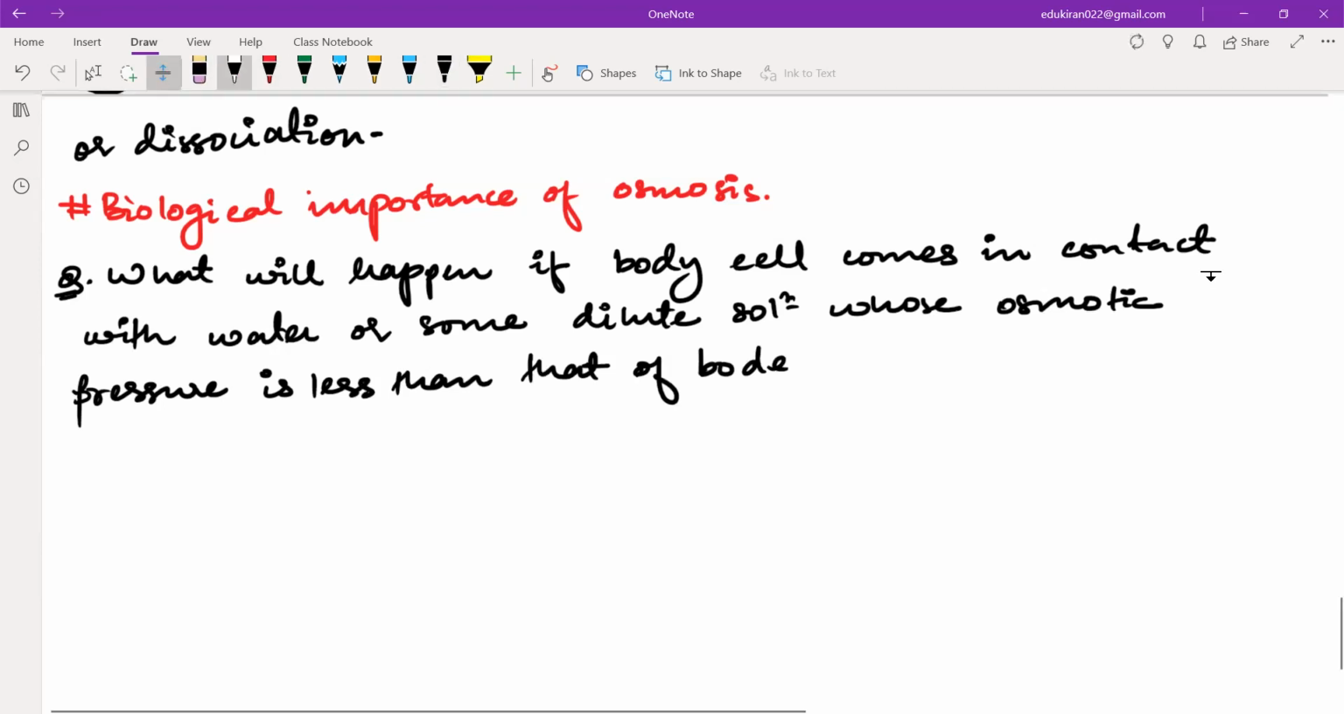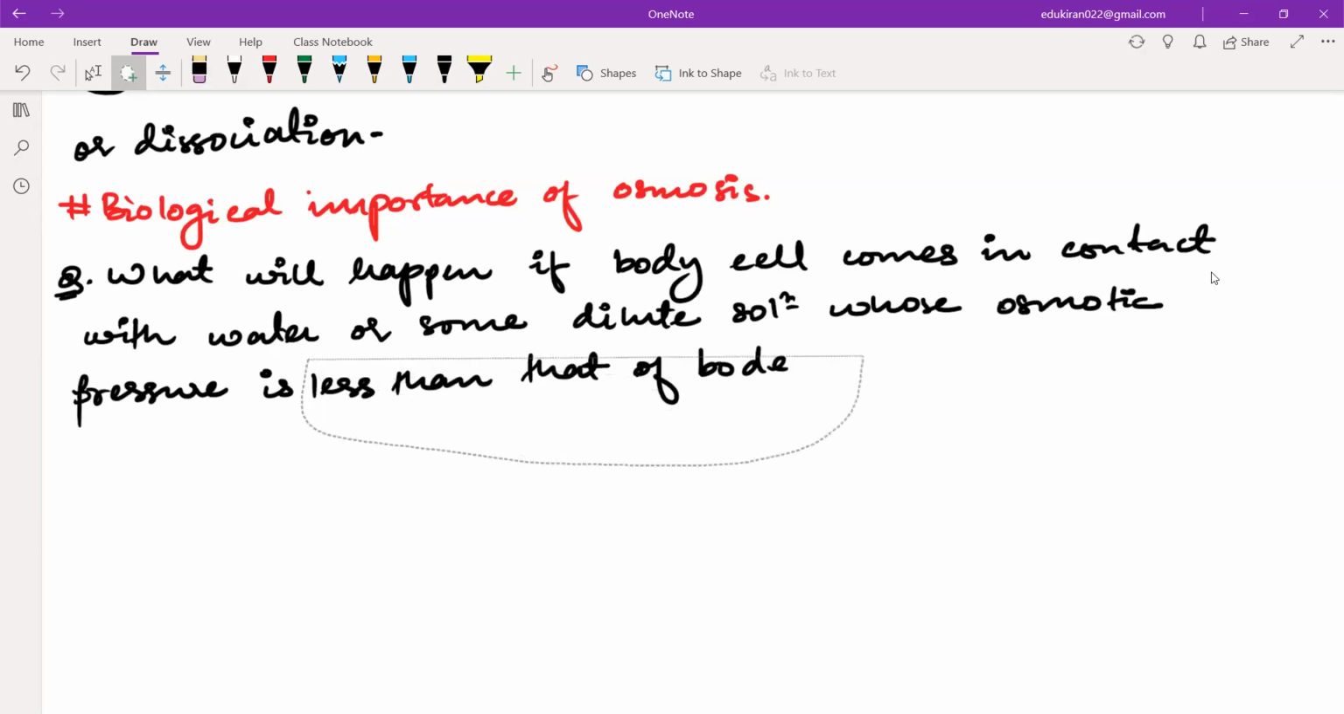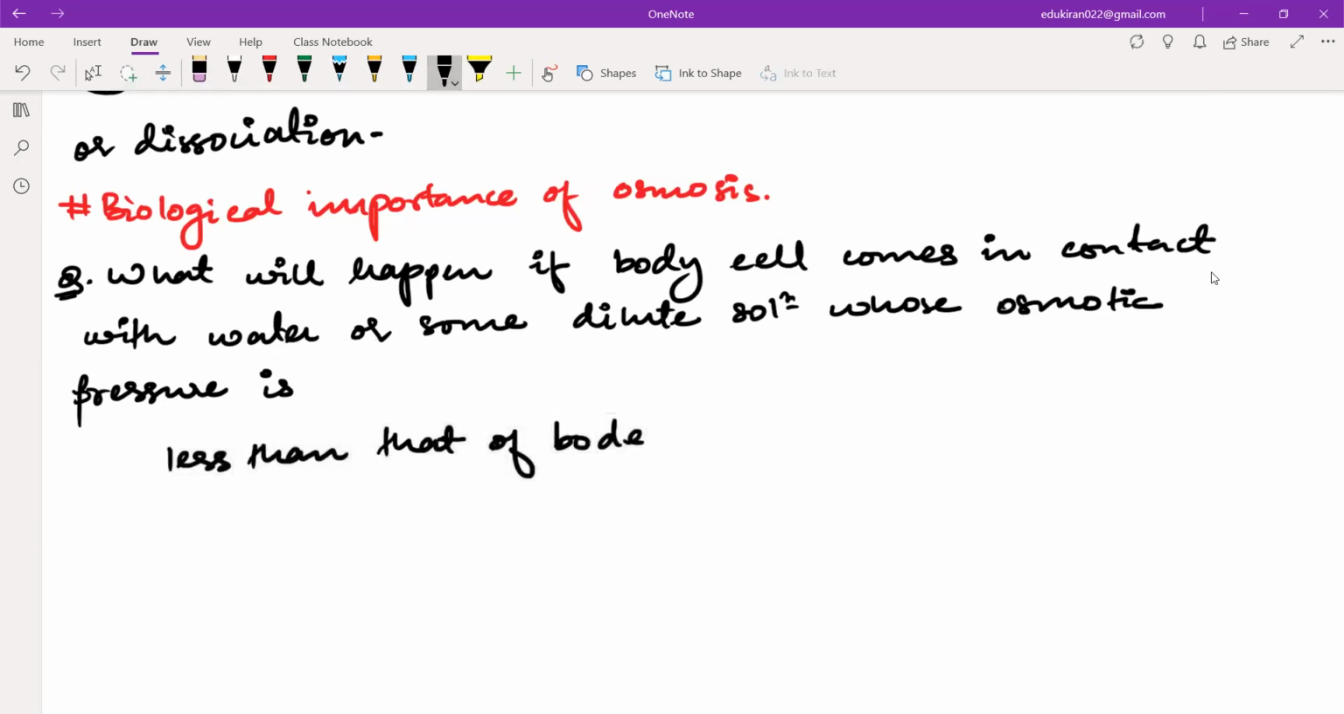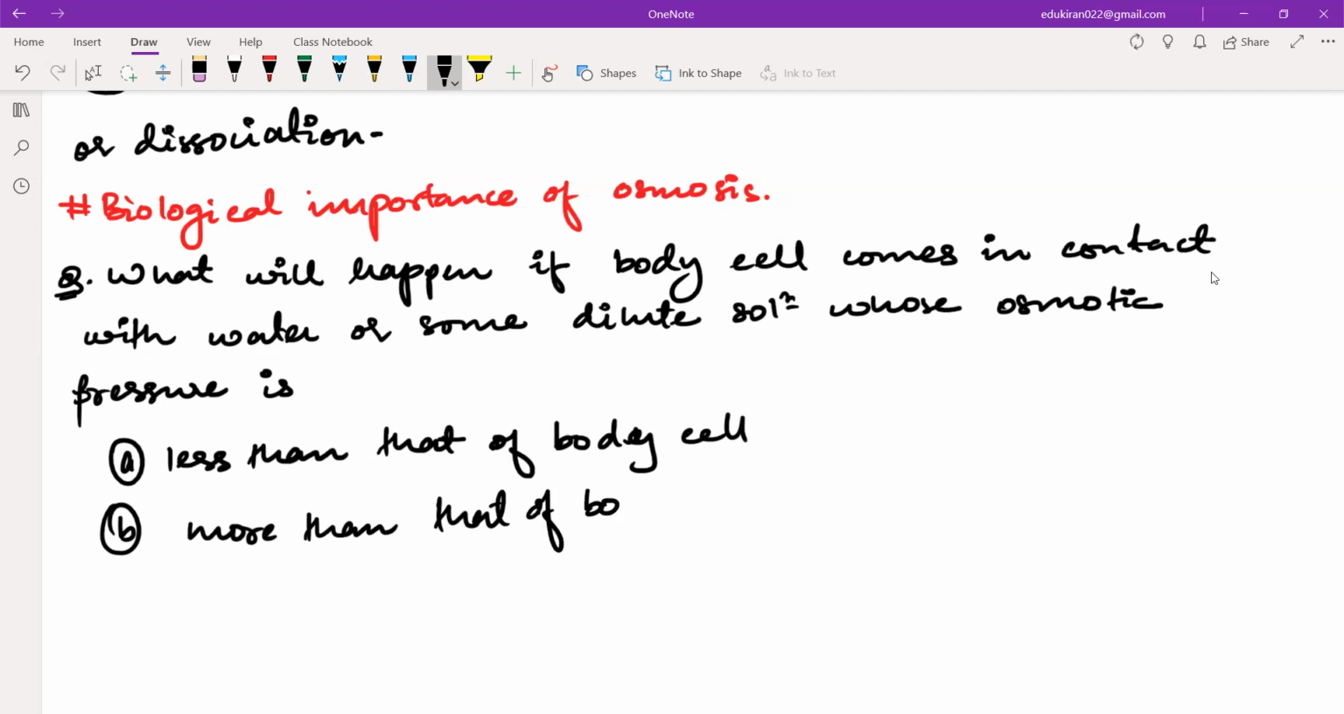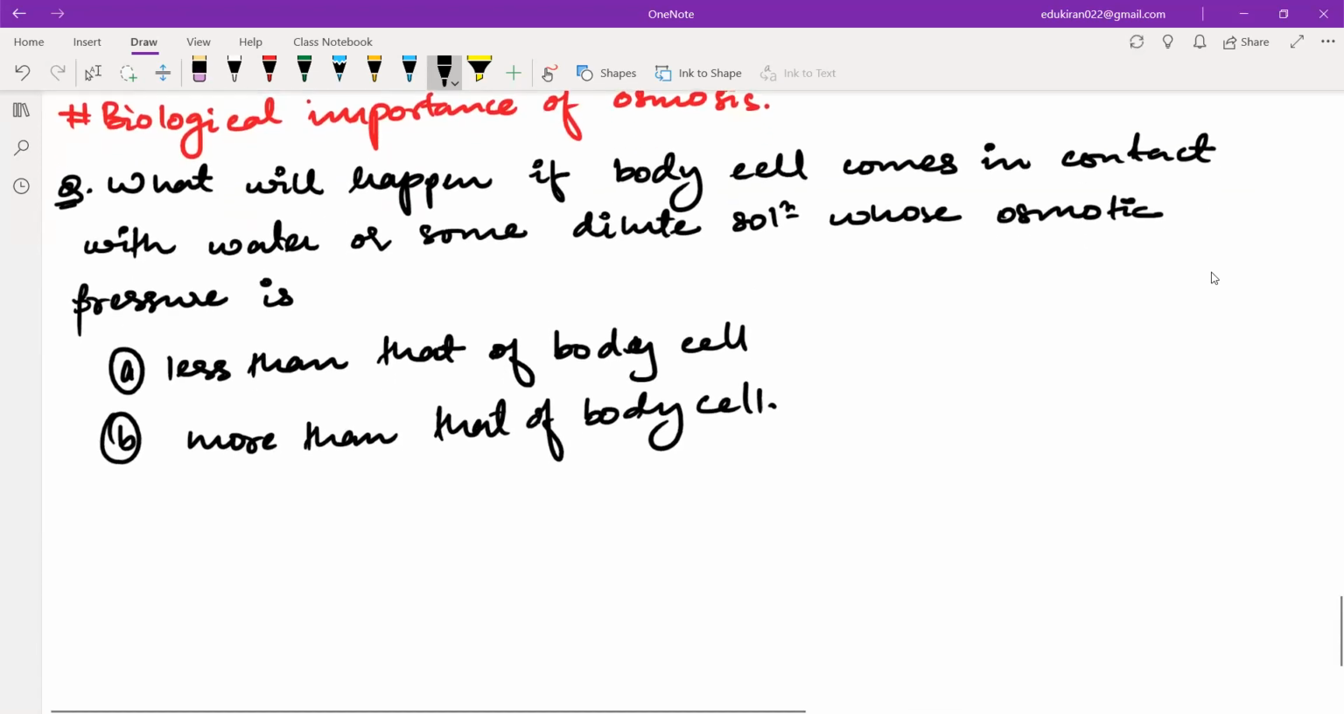Let us write it like this. Make part A: osmotic pressure less than that of body cell. Part B: more than that of body cell. Okay? Now listen.